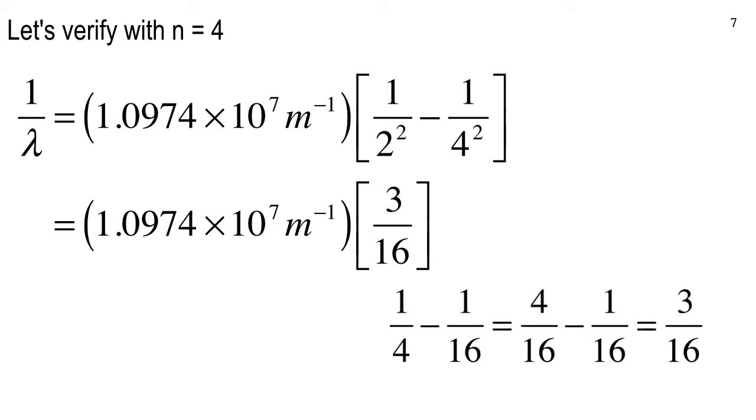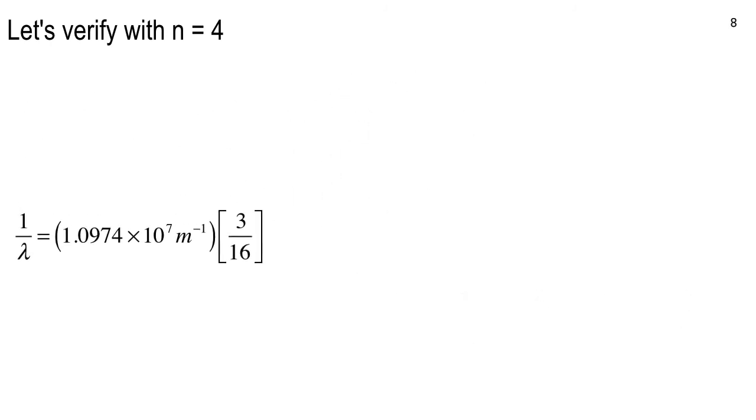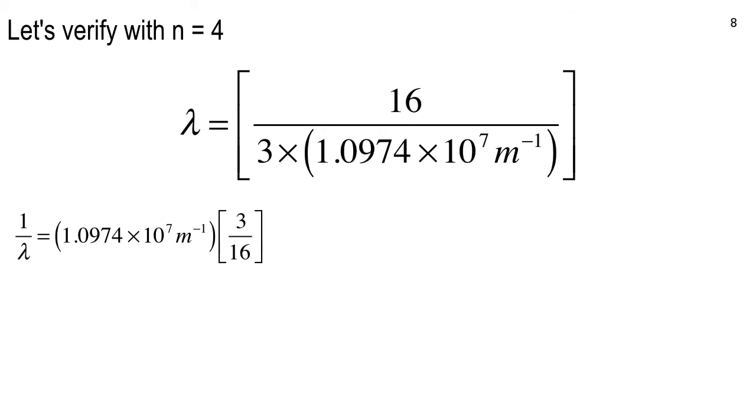You can calculate this stuff here, 1.0974 times 10 to the 7 times 3 divided by 16, and then hit the 1 over button on your calculator, perfectly fine, if you know what you're doing. Or you can do it this way, and just invert it. Okay, so here's your inverted.